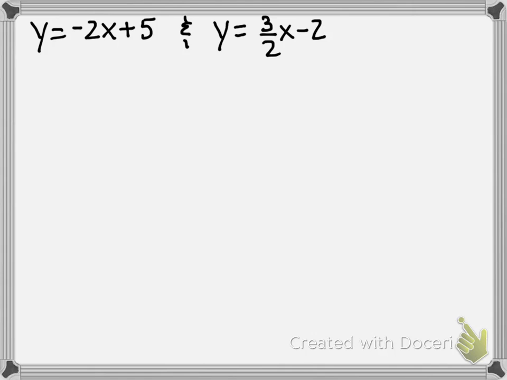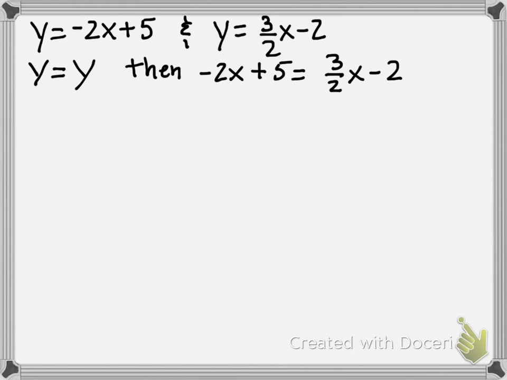So what we're going to do is set the right sides of the equations equal to each other, since both left sides are y. What do I mean by that? Look at that: y equals y. If y equals y, then negative 2x plus 5 must equal 3 over 2 x minus 2, because if the left sides are the same, the right sides must be the same.